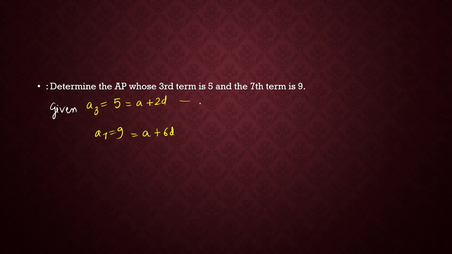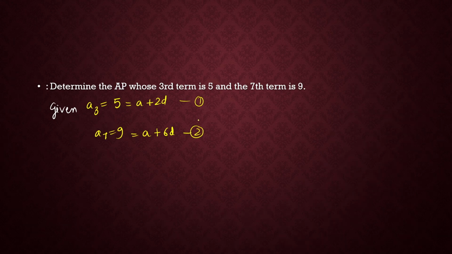So this is your first equation. This is your second equation. You have to solve these two equations and you have to get the value of a and d. Now we have not studied a chapter called pair of linear equations in two variables. Once you study that chapter, you'll be able to solve these equations very easily.